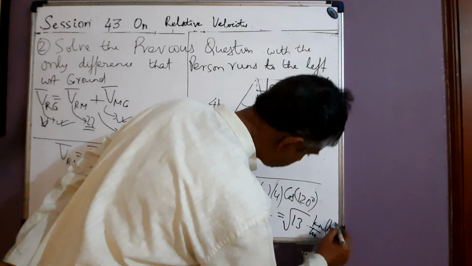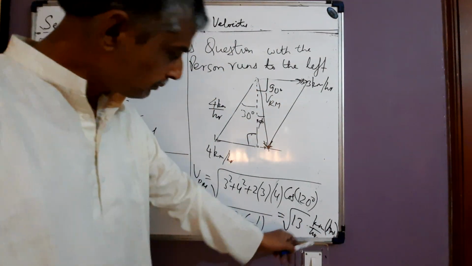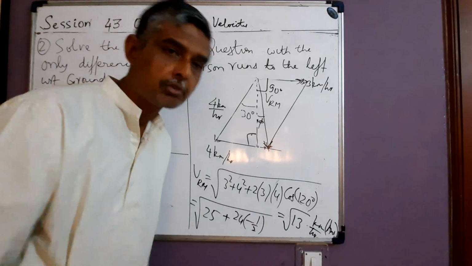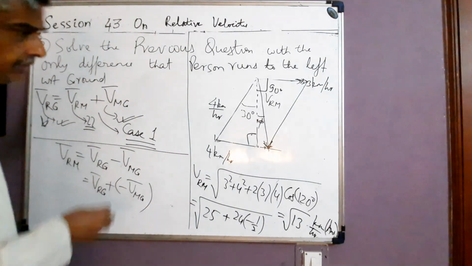This is the answer to the first part of the question. Fine. So the answer to the first part of the question is root 13 kilometer per hour. Alright. I'll wrap up the first part. Fine.